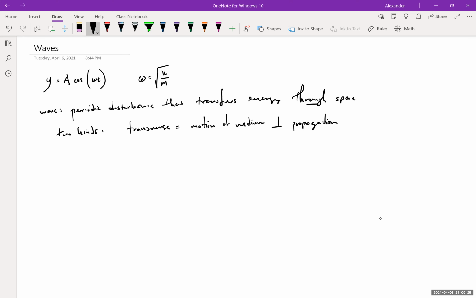So the other kind then, not perpendicular, but parallel: the motion of the medium is now parallel to the direction of propagation. So, okay, what does that look like? I'm so glad you asked. Gosh, I wish I had a slinky or some sort of spring-like thing to use to demonstrate such a phenomenon.